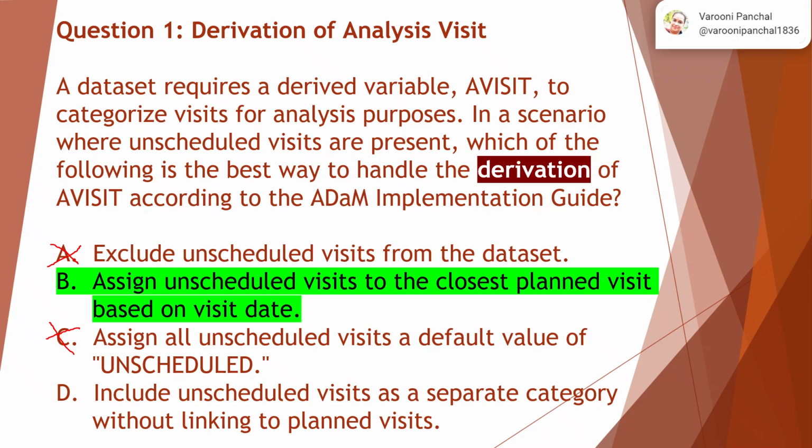date. So here the option D is include unscheduled visits as a separate category without linking to planned visits. No, technically you cannot do that. So the correct answer is B here. Assign unscheduled visits to the closest planned visit, based on the visit date.